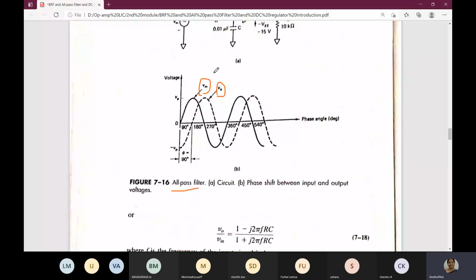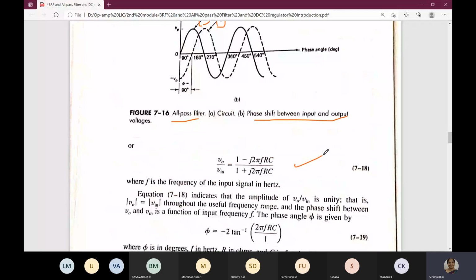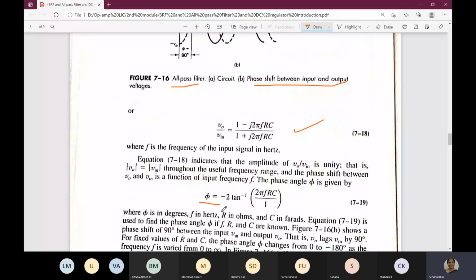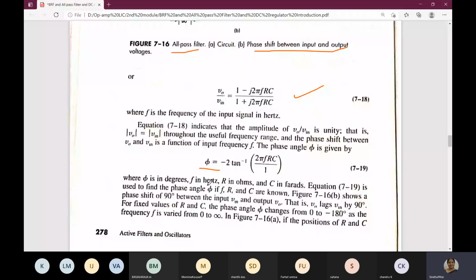In the all pass filter, we saw the circuit diagram here; input and output are out of phase. The phase shift between input and output voltages is shown. V naught by V in is equal to the formula written, where F is the frequency of the input signal in hertz. We can find out the phase also. Phase is nothing but minus 2 into tan inverse of 2 pi FRC. That is the phase angle phi, where phi is in degrees, F in hertz, R in ohms and C in farads.